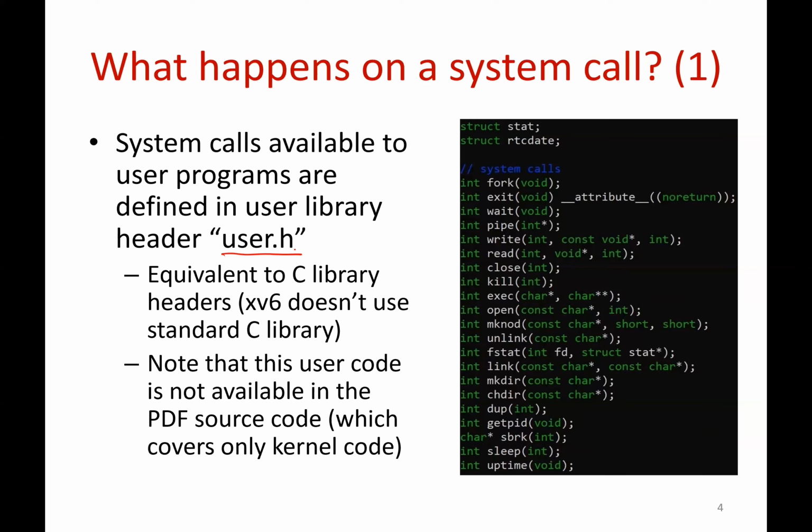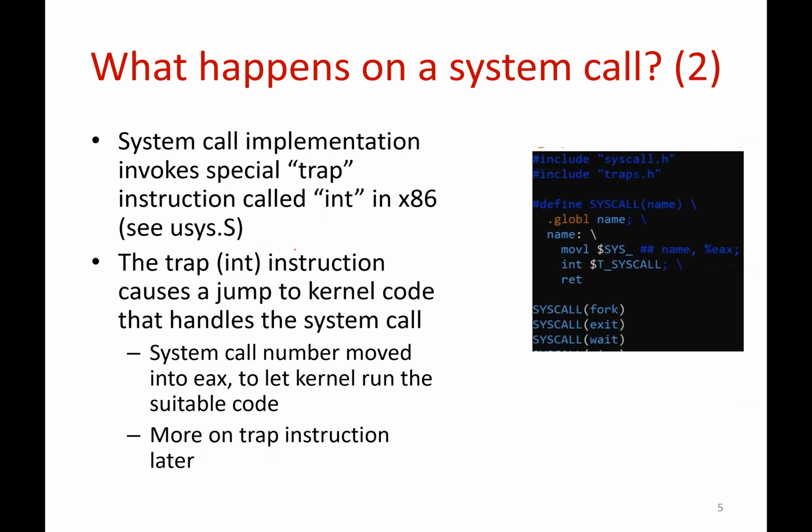So what happens when you call one of these system calls, like fork? This system call is actually implemented inside the kernel, so there is a hook into the kernel. The file usys.S defines all of these system calls, right? Whenever you make a system call like fork, there is a macro defined that defines fork as basically putting some number into some register and calling this int instruction, right? So what is this int instruction?